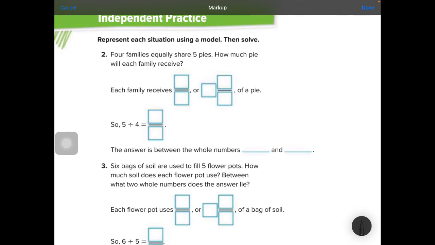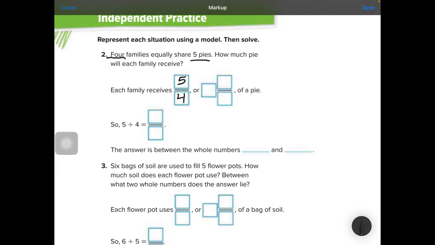Number 2. 4 families equally share 5 pies. How much pie will each family receive? Well, now think about it this way. What number are you chopping up? Are you chopping up pies? I certainly hope so, because we don't want to split the family up. So the number we're going to split up is on the top.